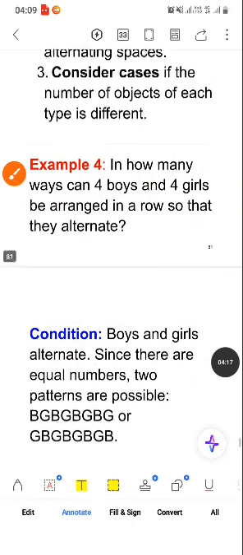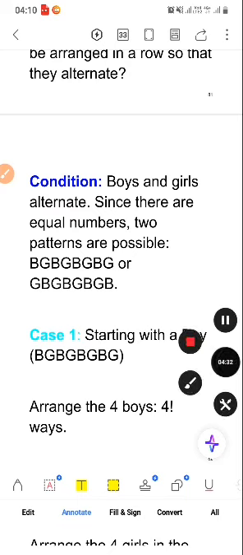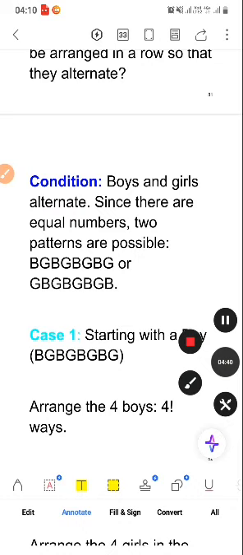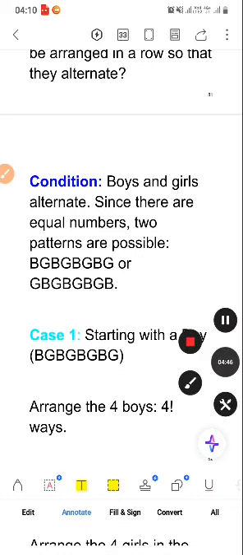So let's look at how this is done. The condition is that boys and girls alternate, and since they are equal in number, 2 patterns are possible. A boy can begin or a girl can begin. So the combining principle is going to be mutually exclusive, that is addition.